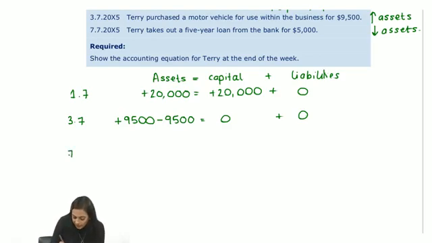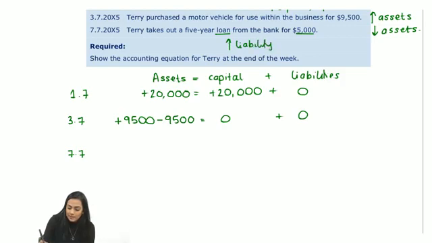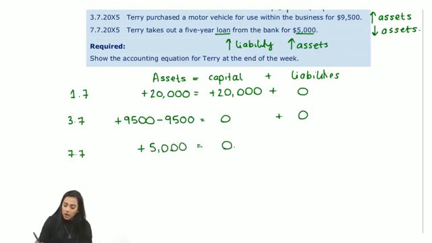And then finally, on the 7th of July, Terry takes out a 5-year loan from the bank for $5,000. If you have a loan, it means you owe the bank money. And if you owe someone some money, it's an increase in your liability. And if you borrow $5,000, where would that $5,000 go? It would go in your business's bank account, which is an asset. So your assets go up. So assets go up by $5,000. Nothing happens to capital, but your loan or your liability goes up by $5,000.